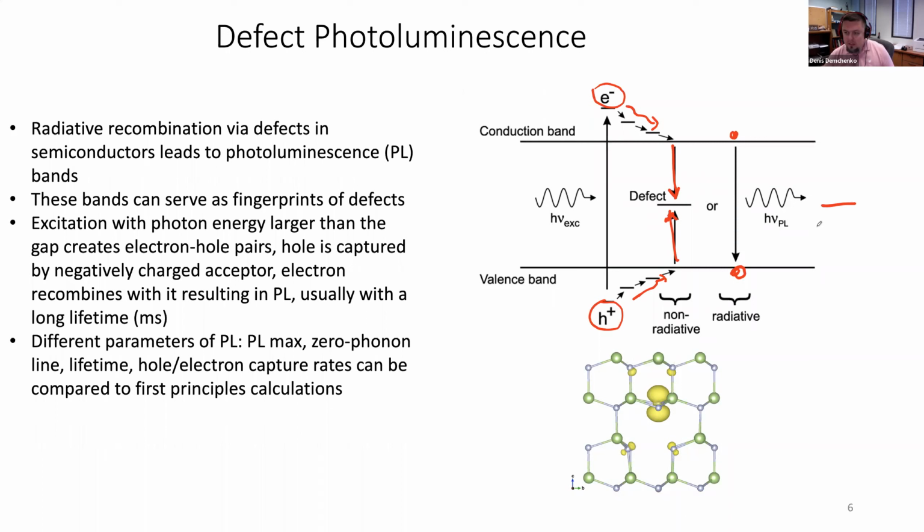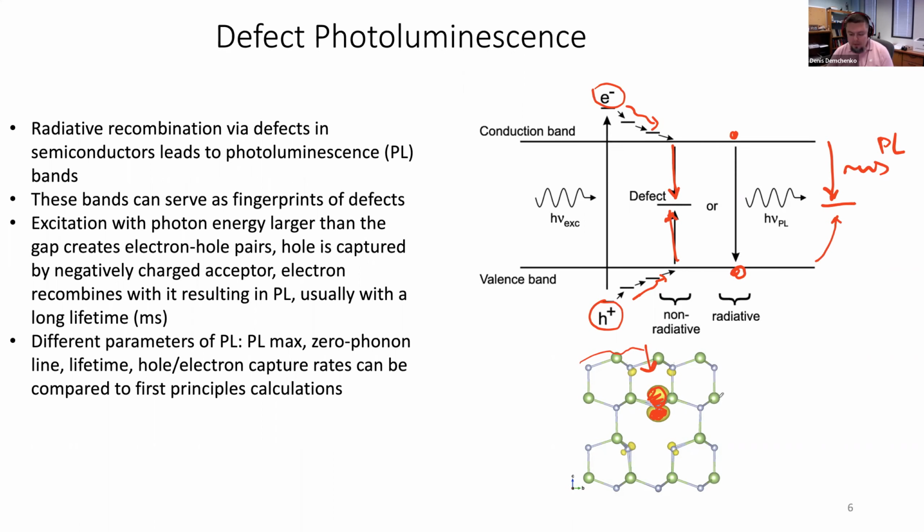So if this is my defect level, the hole again is captured non-radiatively usually, and then the electron recombines with it radiatively, producing this PL. The way this works in real space, if this is my hole, that's local. This, by the way, actually, that's not an acceptor. This is the picture of the nitrogen vacancy. But we can pretend that this is some sort of acceptor. We have a hole that's localized in some place. Then it sits there for a while. Then an electron comes by and they recombine, emitting light.